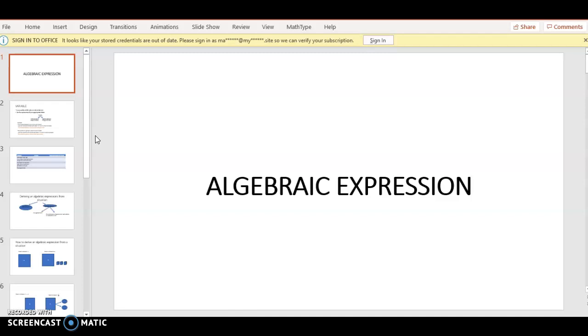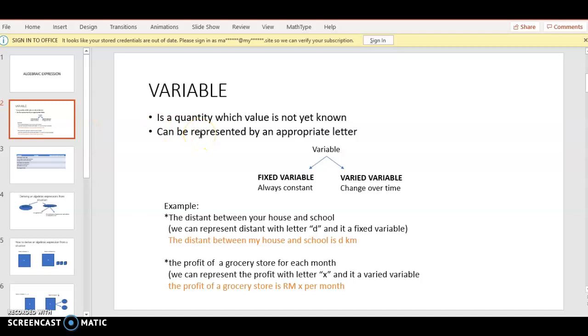So for today we continue with a new topic. I will start with a new topic, what we call an algebraic expression. I hope my video here can help you to understand more about algebraic expressions. The first thing in algebraic expressions that you should know is about variables.